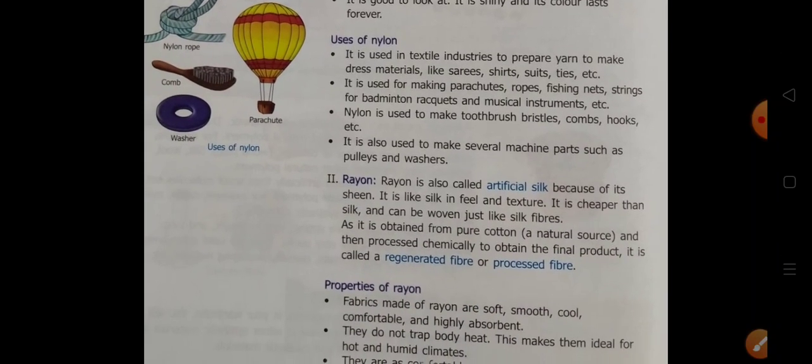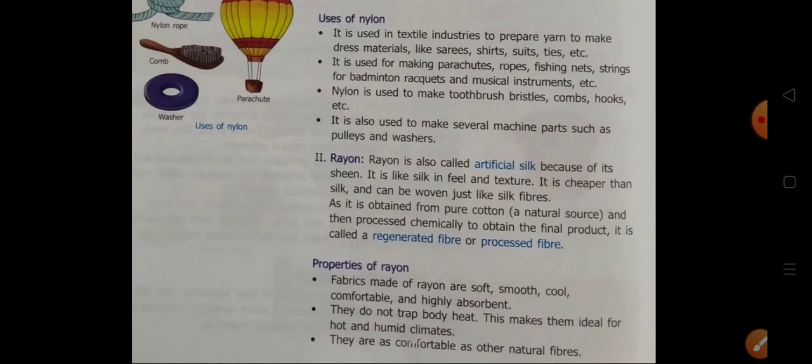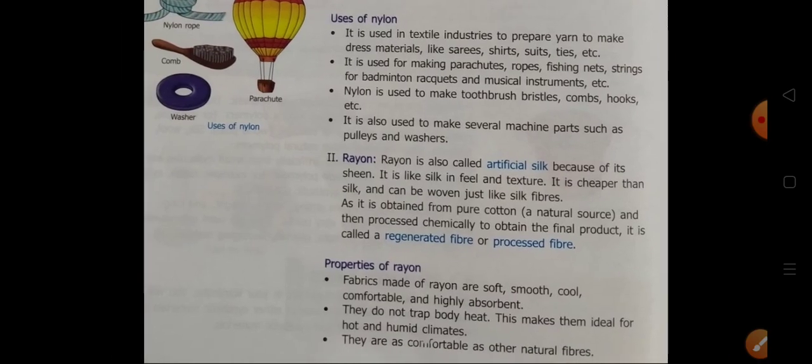Then uses of nylon. Nylon is used in the textile industries. Then it is used in making parachutes, ropes, fishing nets. It is used to make toothbrush bristles, combs, and it is used to make several machine parts such as pulleys and washers. Next we talk about rayon.